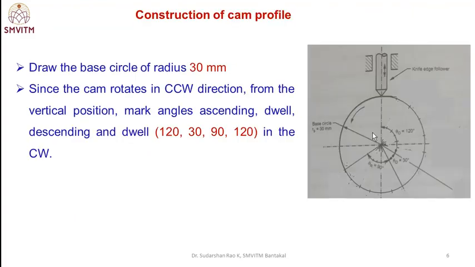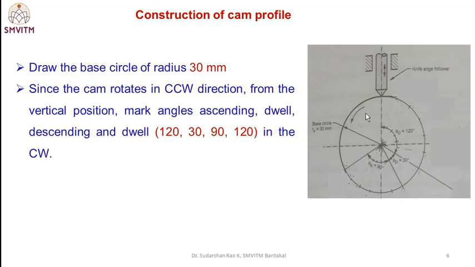Next, cam profile construction. First draw the base circle of radius 30 mm, a circle of radius equal to 30 mm. Since the cam rotates in the anti-clockwise direction, mark the point O as the center of the base circle. Then draw a vertical line, the vertical axis. Then, how to mark the angles for ascending, descending, etc.